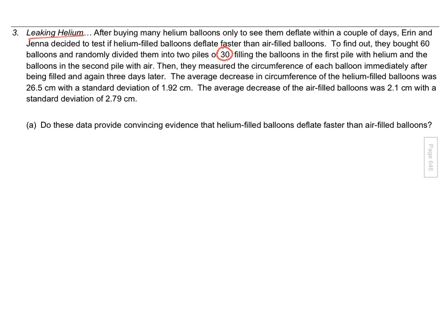The average decrease in circumference of the helium-filled balloons was 26.5 centimeters, with a standard deviation of 1.92. The average decrease of the air-filled balloons was 2.1 centimeters, with a standard deviation of 2.79. So I would like to quickly summarize the sample statistics that we have in this problem.